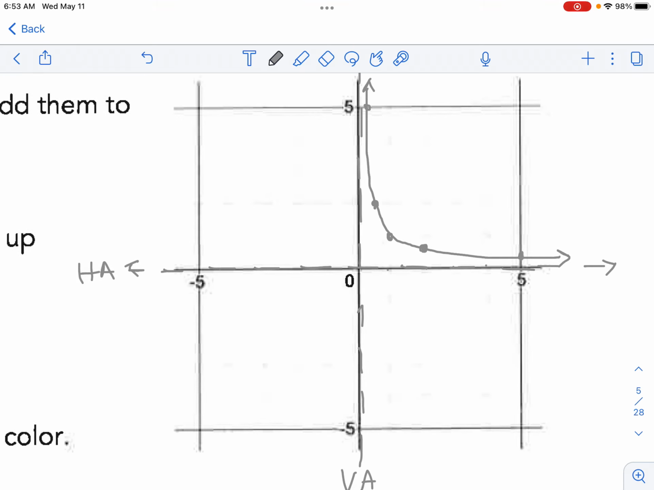And then when x equals negative 5, we are at negative 1/5. When x equals negative 2, we are at negative 1/2. When x equals negative 1, we're at negative 1. When x equals negative 1/2, we're at negative 2. When x equals negative 1/5, we are at negative 5. That's just the left-hand side of the table. So we have something that looks like this in the third quadrant.